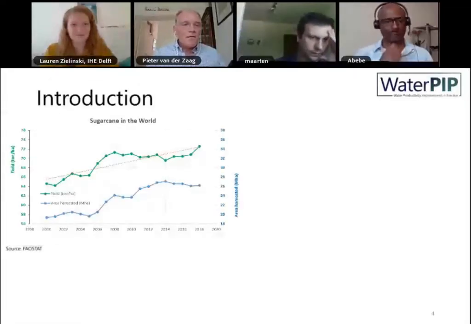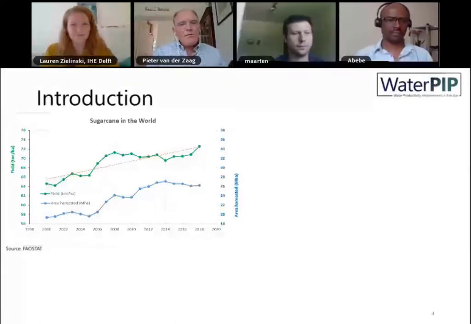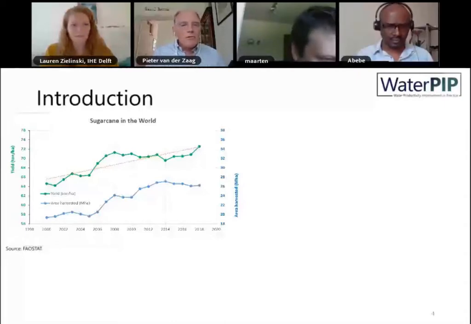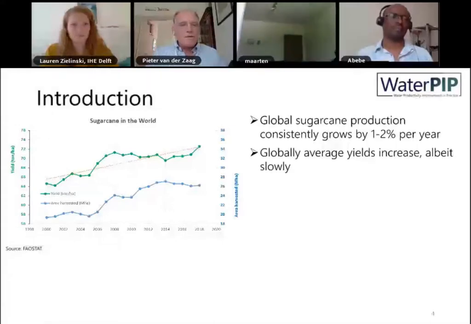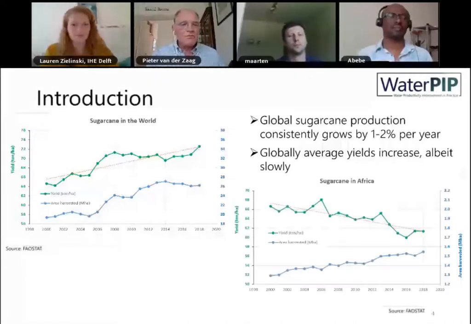This is the graph from FAOSTAT. So we don't know how reliable these data are, but the green line is the yield in tons per hectare, and the blue line is the expanse, the area harvested. So you see a nice increase. There's an increase of 1-2% per year. The average yield increases, but very slowly. It looks steep, but it is not so steep. It depends on the scale.